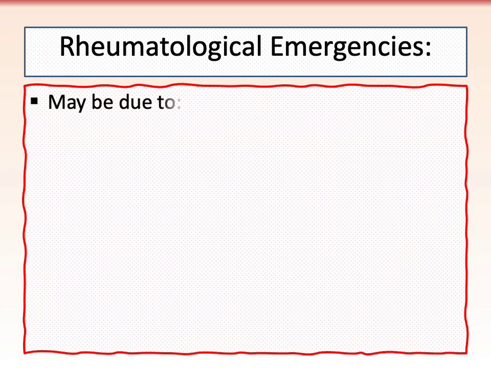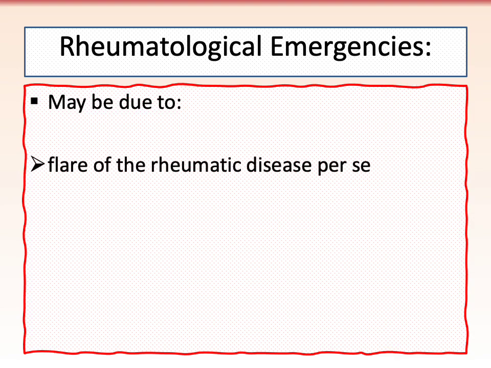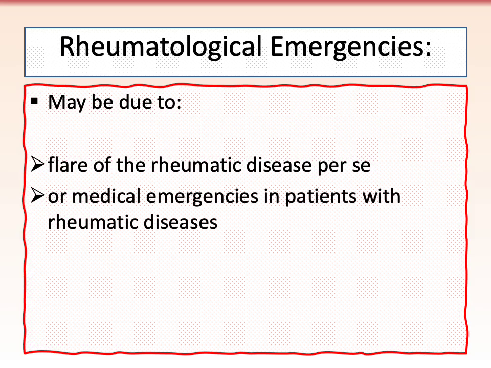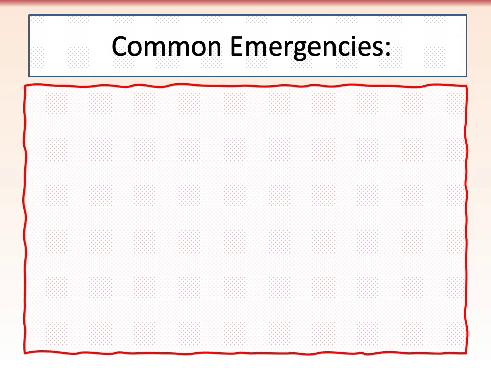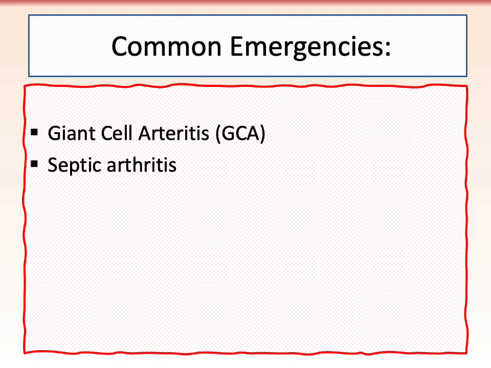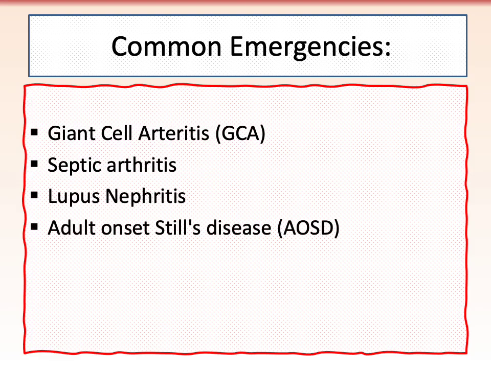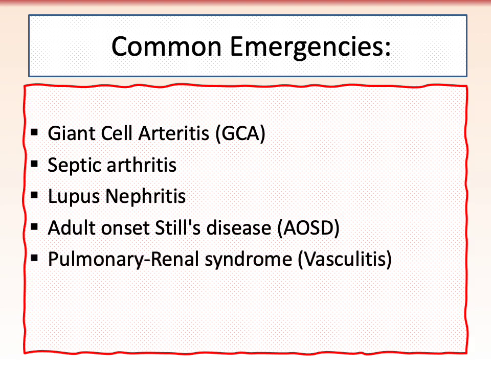Rheumatological conditions can sometimes present as emergencies. These may be due to a flare-up of the rheumatic disease, medical emergencies in patients with rheumatic diseases, first presentation of the rheumatic disease, or iatrogenic. A good understanding of these conditions is of paramount importance for proper management. Today we will discuss the common rheumatological emergencies, starting with case-based discussion followed by a brief description with more emphasis on their treatment.